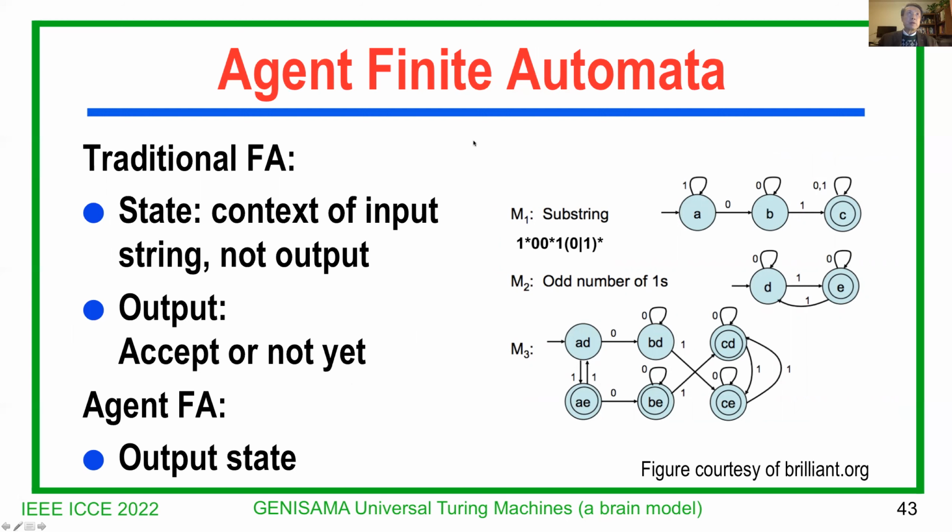We are familiar with agents. What's an agent? An agent is something that senses and acts. We are also familiar with finite automata. FA is typically used in computer science. In electrical engineering, it's typically called a finite-state machine. So we have a state. And what's a state? The state is the context of the input stream, typically not output, right?